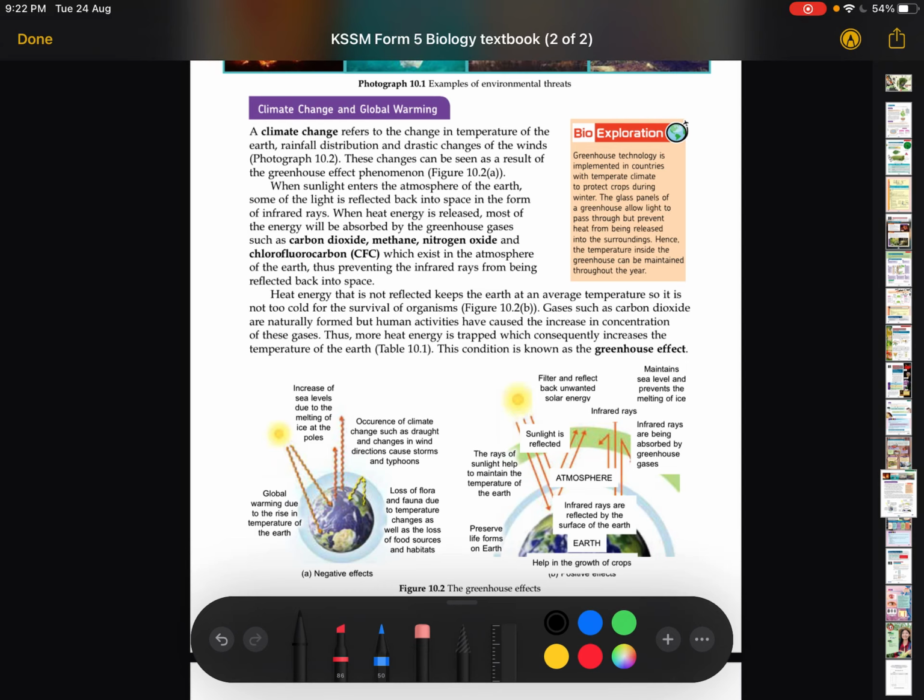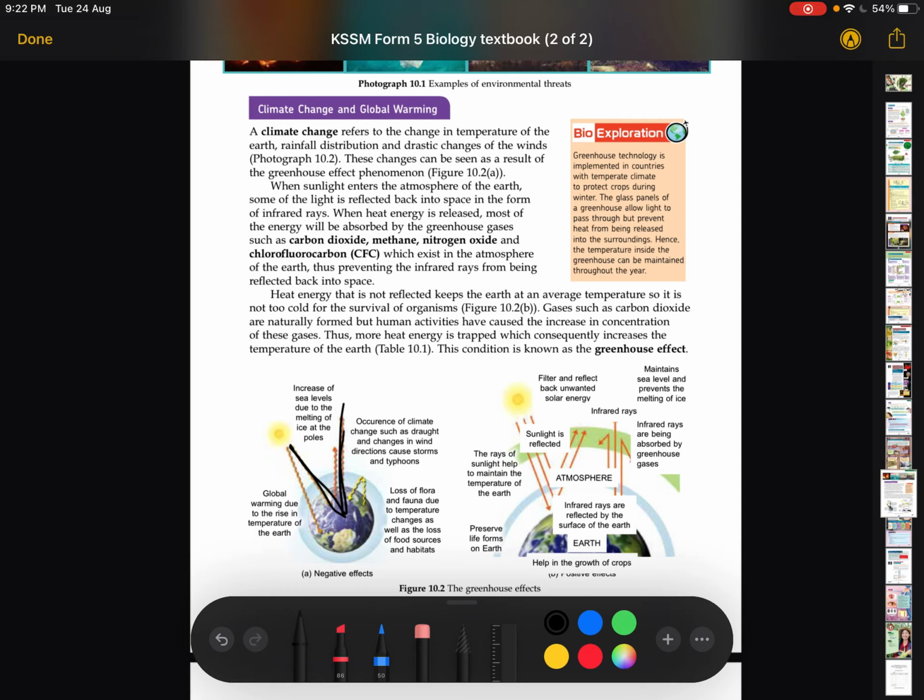When sunlight enters the earth, usually the light is reflected back to space in the form of infrared rays. When the sun goes to earth to give you sunlight, the heat energy will bounce from the earth back to space. However, because of these greenhouse gases such as CFC, carbon dioxide, methane, and nitrogen oxide, they cause the heat to stay on the earth. One way of saying it is that the heat gets reflected back into the earth.